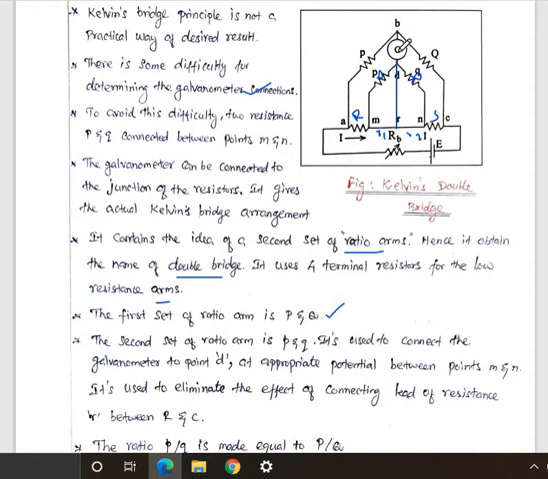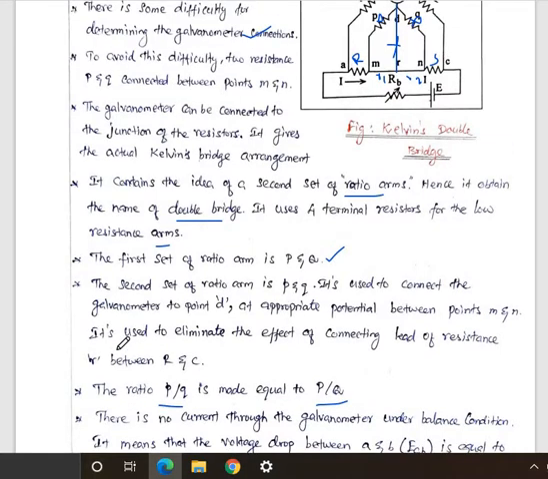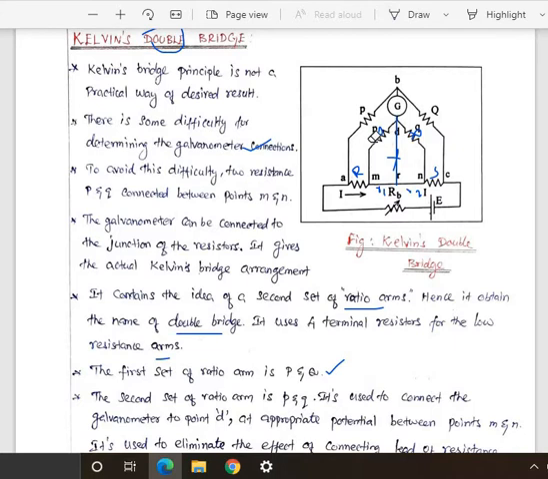Here we have to create another set of resistances parallel to the main resistance arm. So the double bridge arrangement should be connected, and we have to avoid that connection. We connect the galvanometer here itself. The ratio of small p and q is made equal to that of capital P and capital Q. So we can select the ratio of the resistances here. Both ratios are equal. If we place a different ratio, the galvanometer will not be balanced.